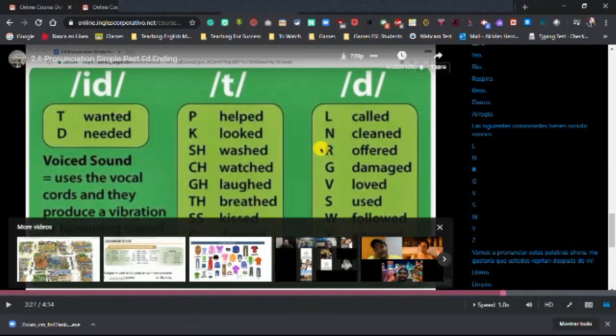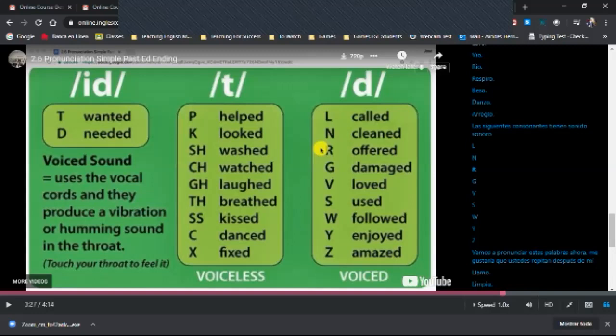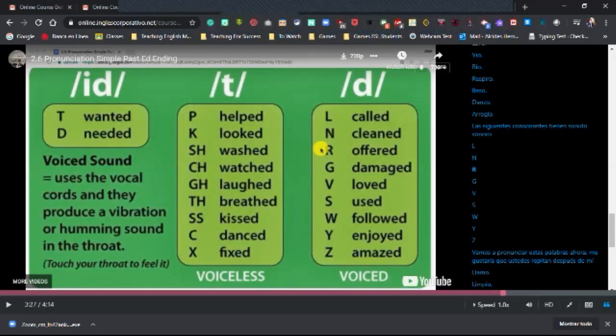Okay, so now, as you can see, we have different types of pronunciation, but all of them are going to cause a pronunciation at the end, like emphasis, making the force like a little T. For example, check this out. Everybody with me, after me.